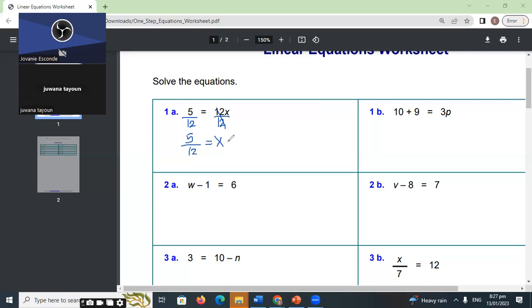Okay. How about number 1, letter B? Can you do it? You want to try? Number 1, letter B. Please write your answer below.